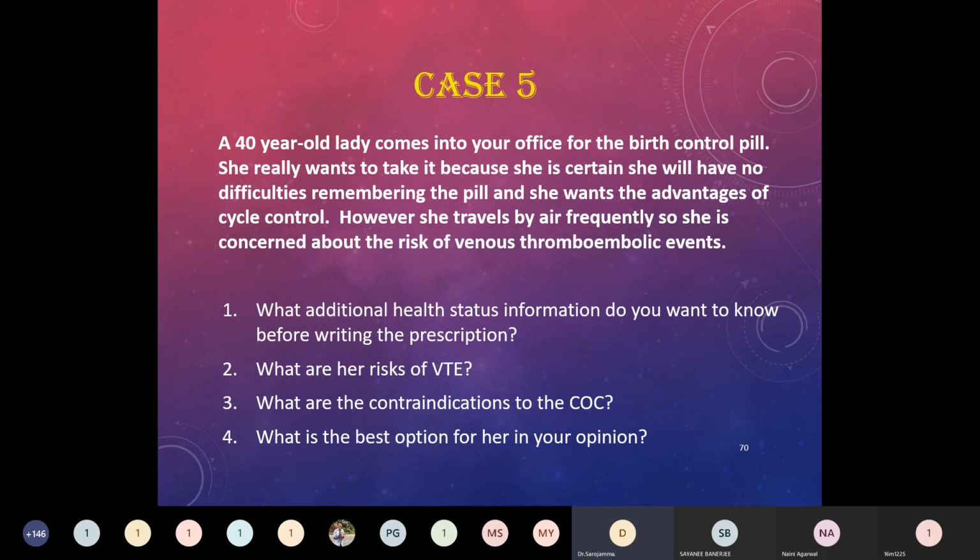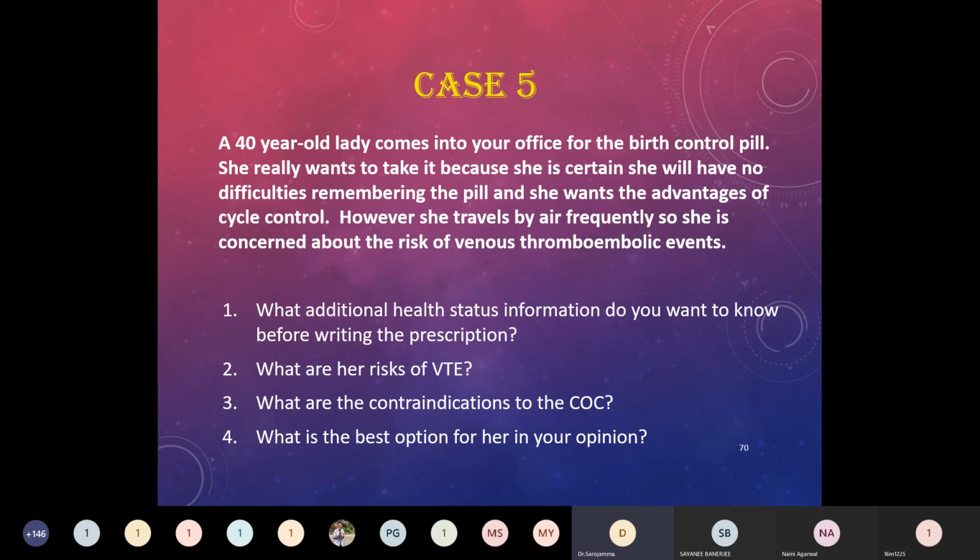And this is about a 40-year-old lady who comes into your office asking for a birth control pill. She really wants to take it because she's certain that she will have no difficulties in remembering the pill, and she wants the advantage of cycle control. However, she travels by air frequently and she's concerned about the risk of thromboembolic events. What additional health status information do you want to know before writing the prescription?